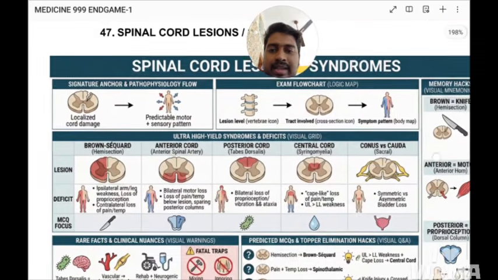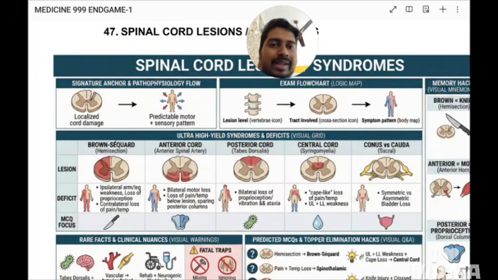Next, we'll have a brief session on spinal cord syndromes, and out of this, the most important is Brown-Sequard syndrome.